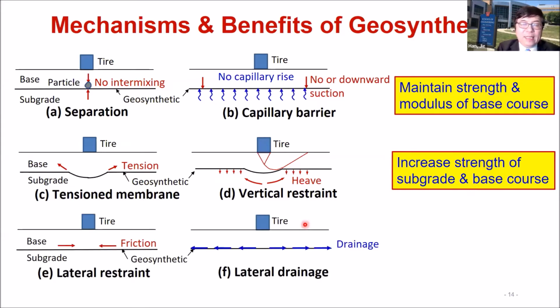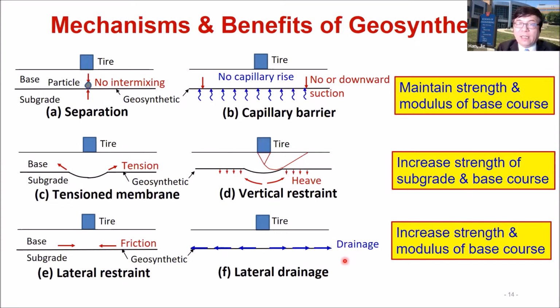The last category is lateral. So for this case, as we talked about, this is lateral restraint through the friction or through the interlocking between the base course and geosynthetic. The placed geosynthetic also can basically take the water out as a drainage. So for that case, we can increase the strength and the modulus of the base course. Okay.